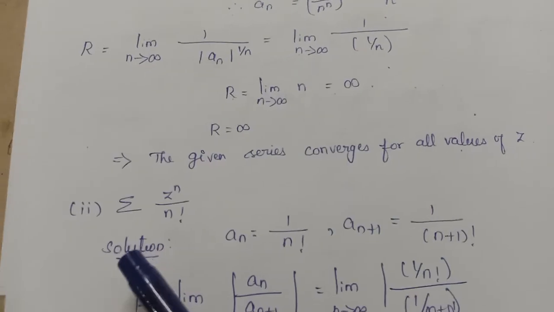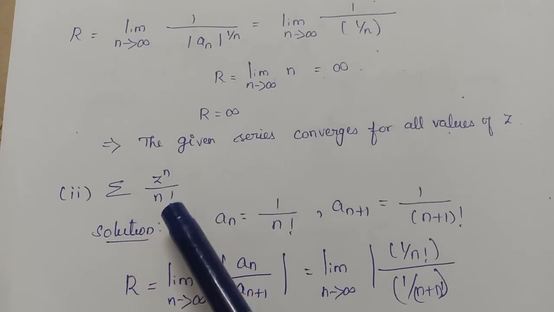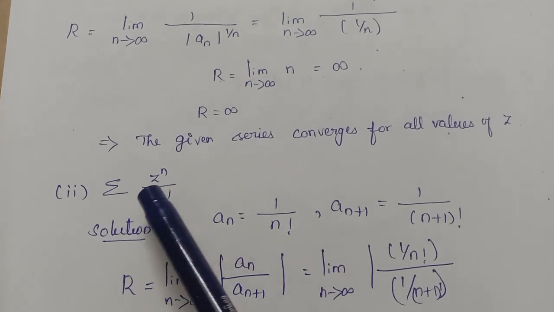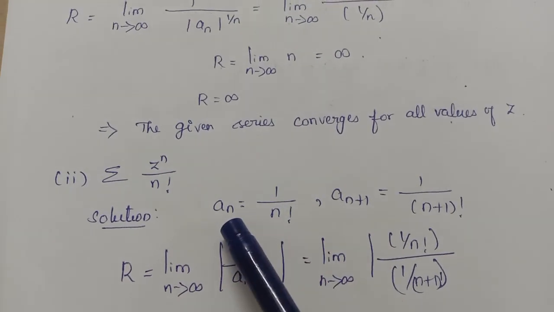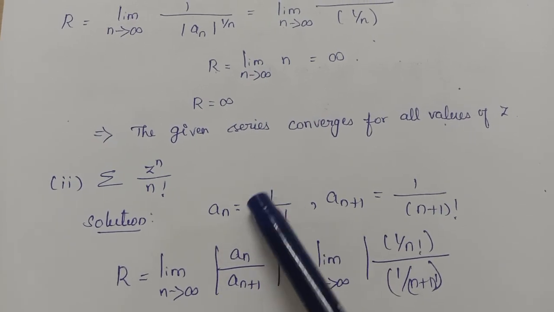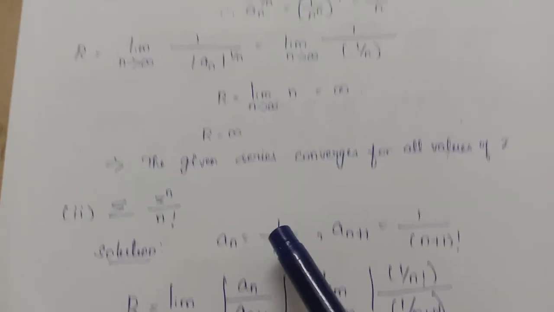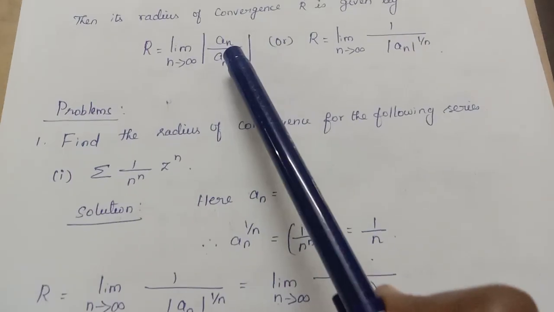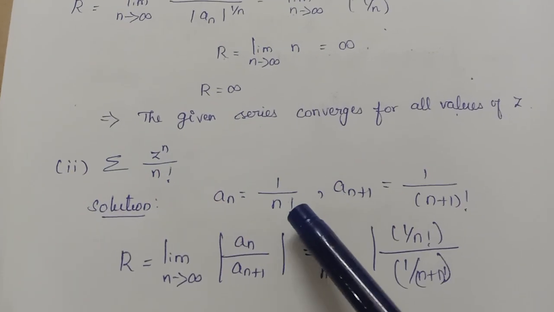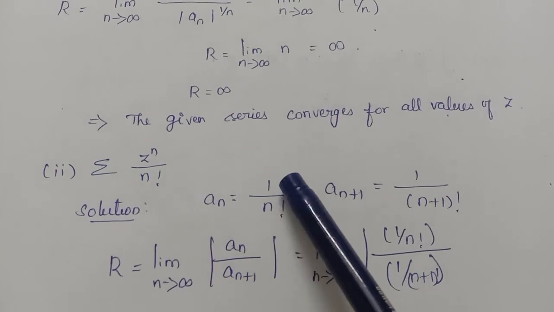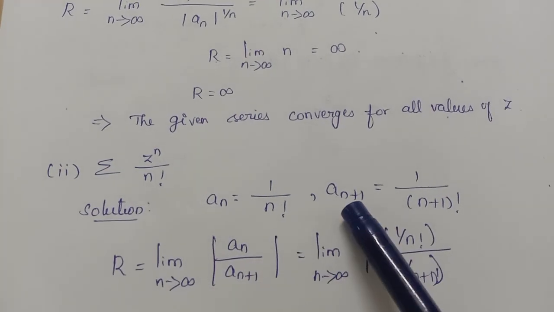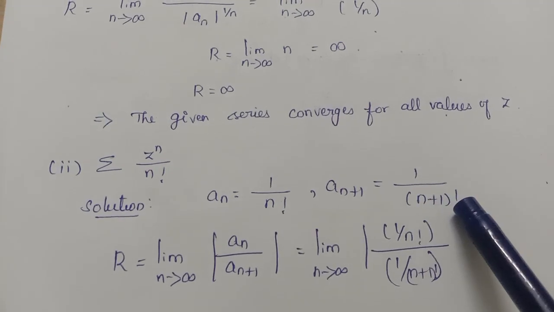Then the next problem, summation z^n by n factorial. Here the coefficient of z^n is 1 by n factorial, and this is taken to be a_n. Since there are no powers of n, I am going to make use of the formula a_n by a_(n+1). For that I have to write the (n+1)th term. If the nth term is 1 by n factorial, the (n+1)th term will be 1 by (n+1) factorial.